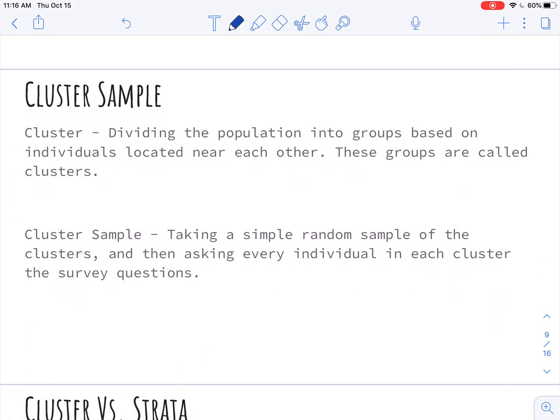A cluster sample is a little bit easier. This is dividing the population into groups based on individuals located near each other. So for example, at Prairie, if we were just looking for samples of people 10 through 12, we're just going to go to advisories. If we wanted the opinion of upper schoolers 10 through 12, we'll go to an advisory that gives us a pretty diverse group of people. Every advisory is probably going to have kids from multiple cities. It's probably going to have kids from multiple grades, kids with different interests. We're going to be able to kind of infer the general population of Prairie from one advisory or multiple advisories.